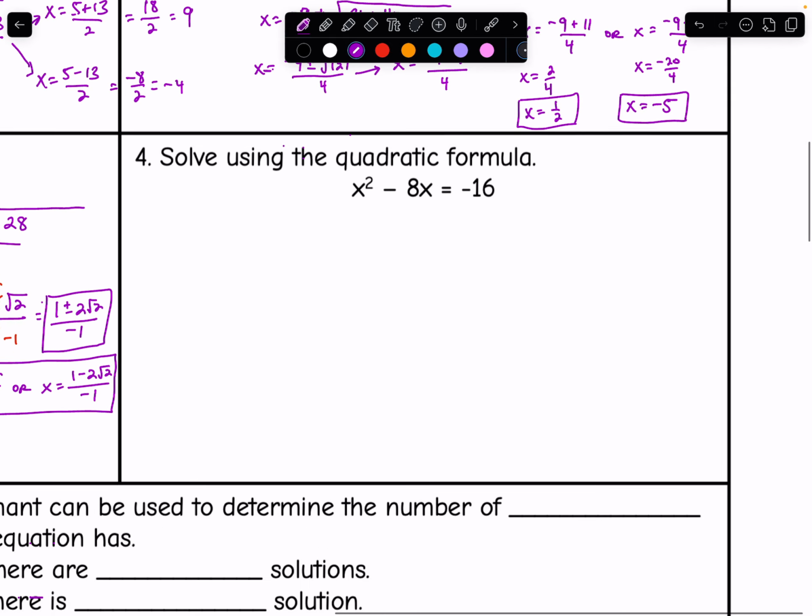All right, so now solve using the quadratic formula. So this one, again, it's not equal to 0. So I'm going to add 16 to both sides here.